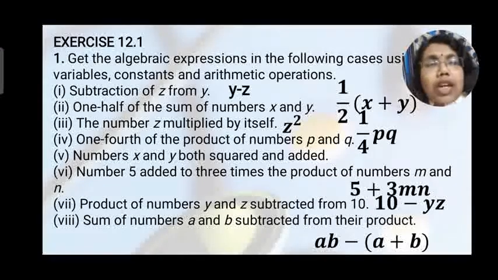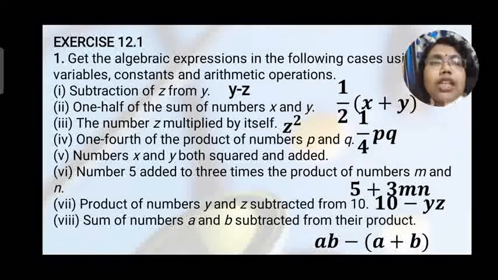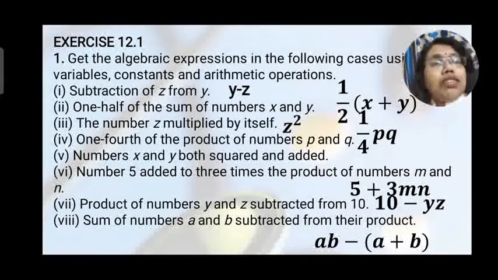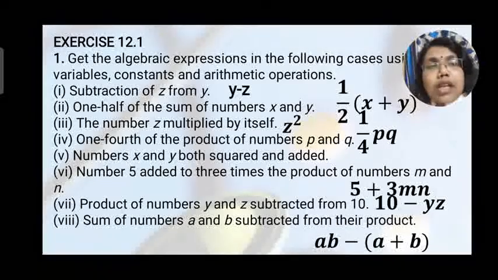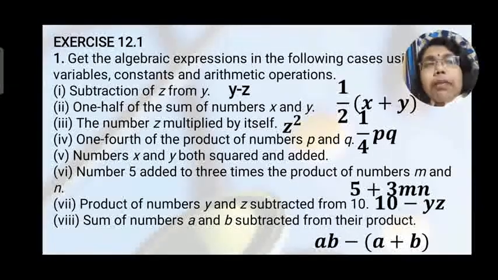Product of numbers y and z subtracted from 10. From 10 we are subtracting the product of y and z. The product of y and z is yz and it is subtracted from 10, therefore 10 minus yz. Sum of the numbers a and b subtracted from their product. The sum is subtracted from the product. Now the product of a and b is ab and from that we are subtracting the sum of a and b, therefore a plus b has to be put in a bracket. So ab minus (a plus b).